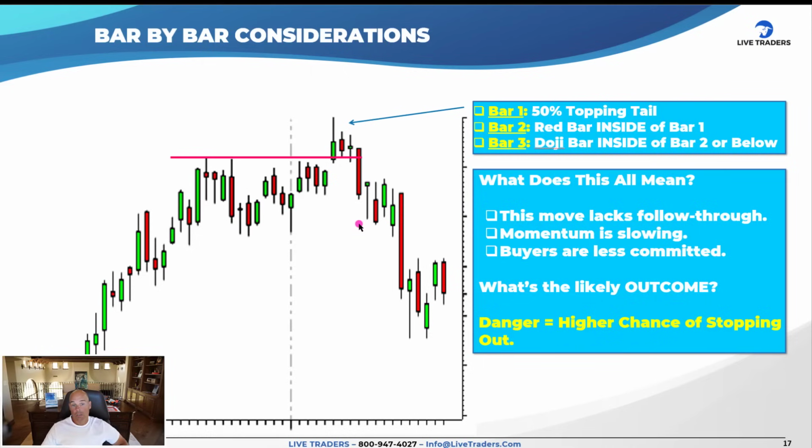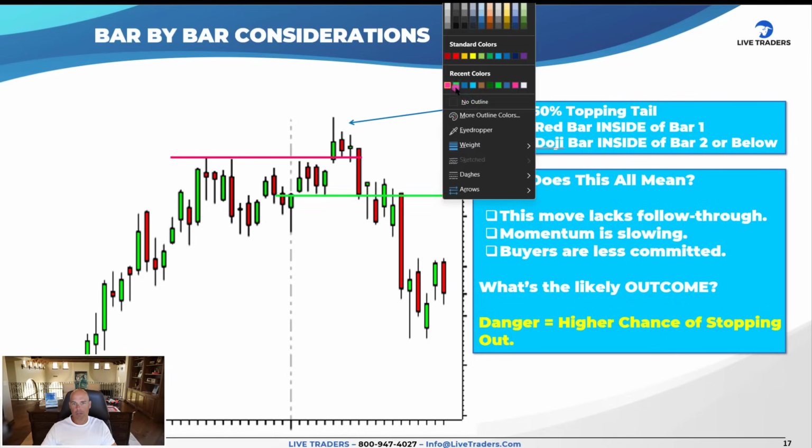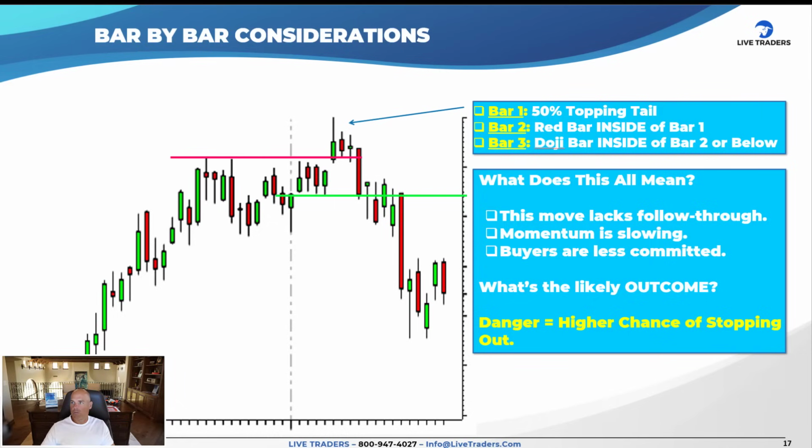So, couple possibilities here. You could move your stop loss to here, right? Let's make this, I don't know, let's make it green, right? You could move your stop loss to here. You know, you probably had it down here, but you could move it to here because if it takes out that area, you really don't want to be in it, right? You could move it to break even, right?